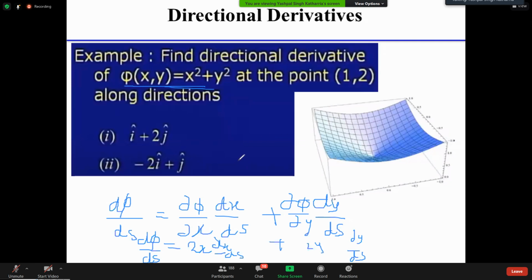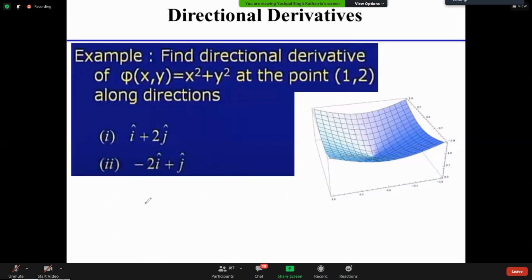Okay, so next what we do is to try to find out these values, the values of dx over ds, dy over ds, and for that we can in general write this d phi. Okay, so let's now write it.